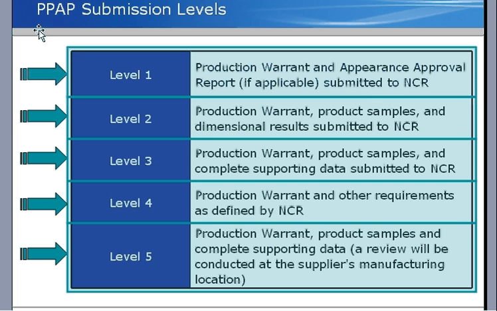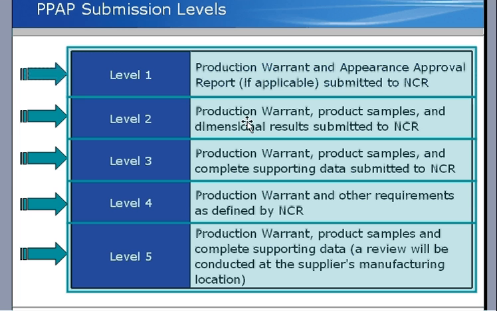Luckily, we have level 1, 2, 3, 4, 5. Actually, level 1 is a production warrant and appearance approval report submitted. We use this company presentation. Thanks to this company, it's a very good document. For level one, it's very simple. We just need to write the warrant and sometimes appearance approval. So that will be okay. Normally we will not charge for that.